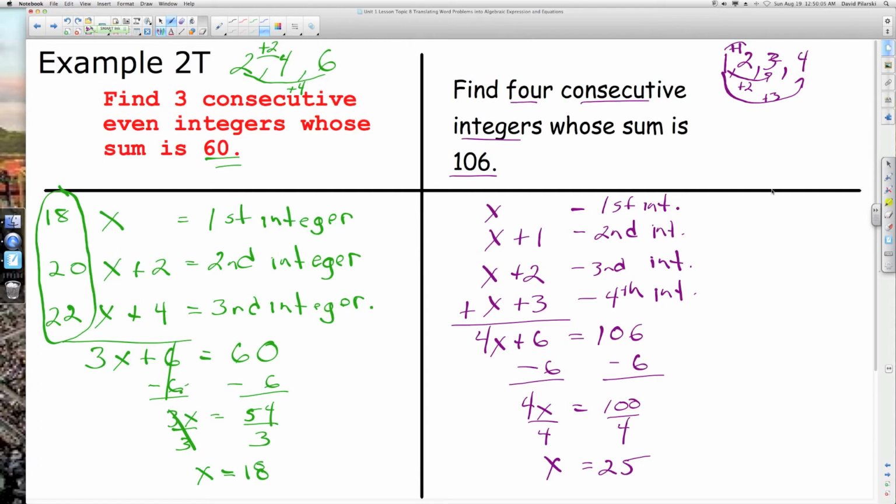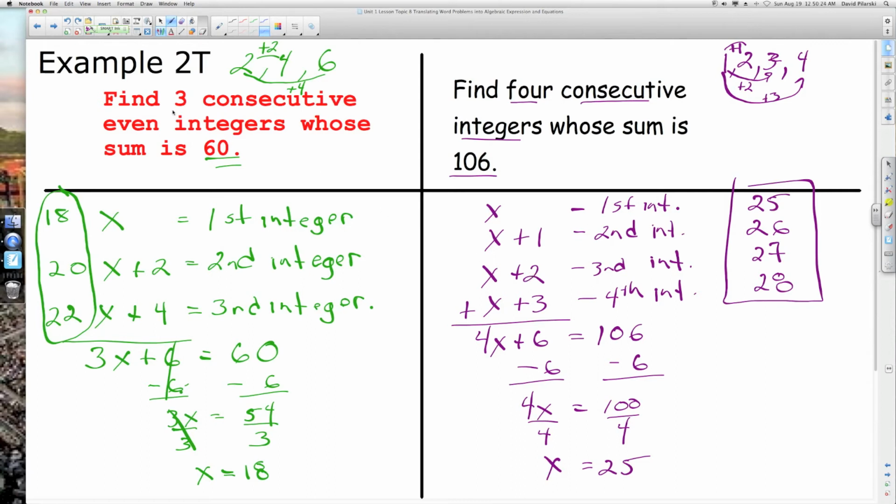Now that's our first integer, 25. The next integer would be 26. The third integer would be 27. And the fourth integer is 28. So we can see how these problems are similar, but yet how they're different.